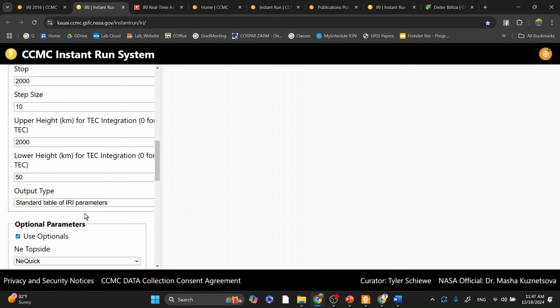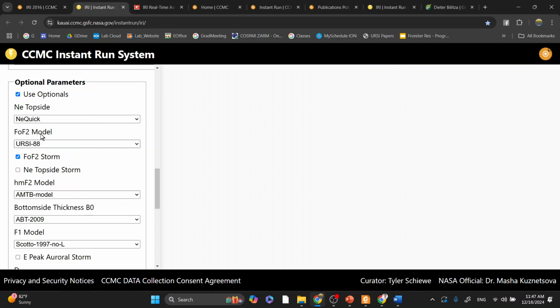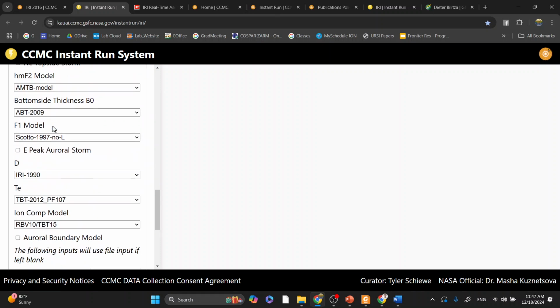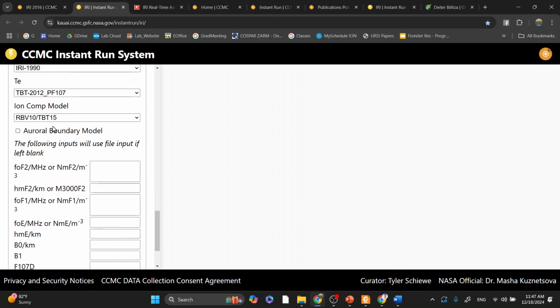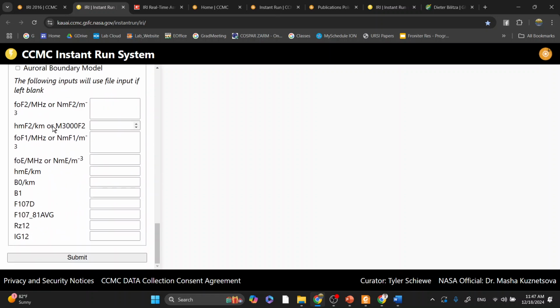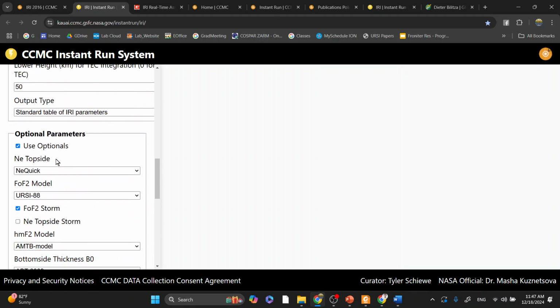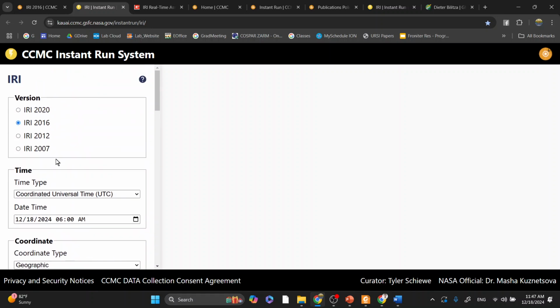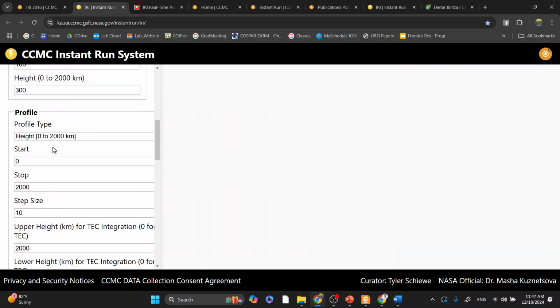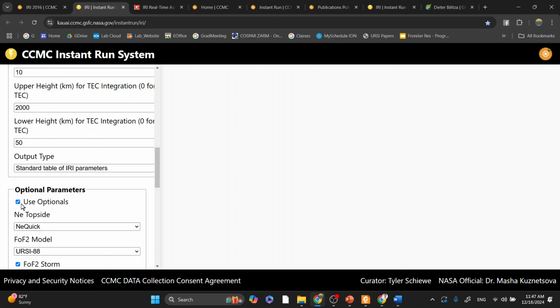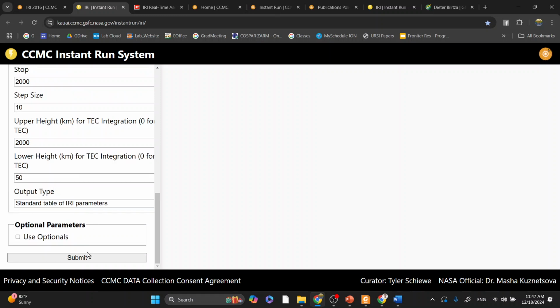You can use optionals, I think. You can select what model you use, but let's go into this when we look at ionospheric parameters later. Should I add something here? Let me not put anything here then. Okay, add an option. Upper.